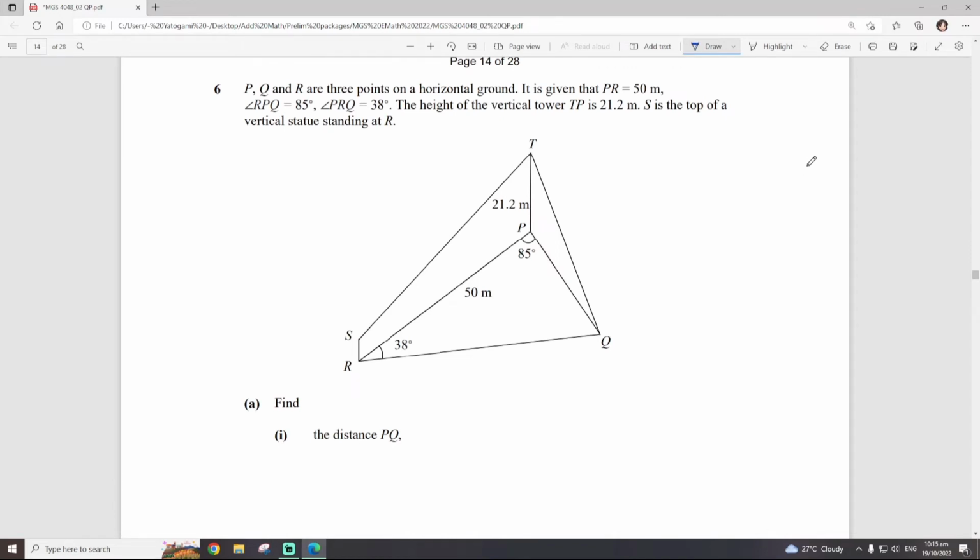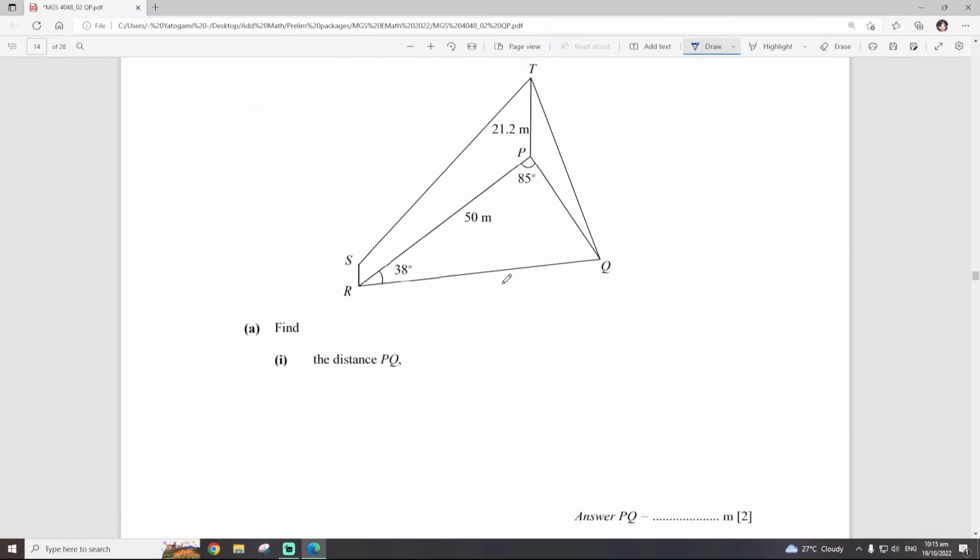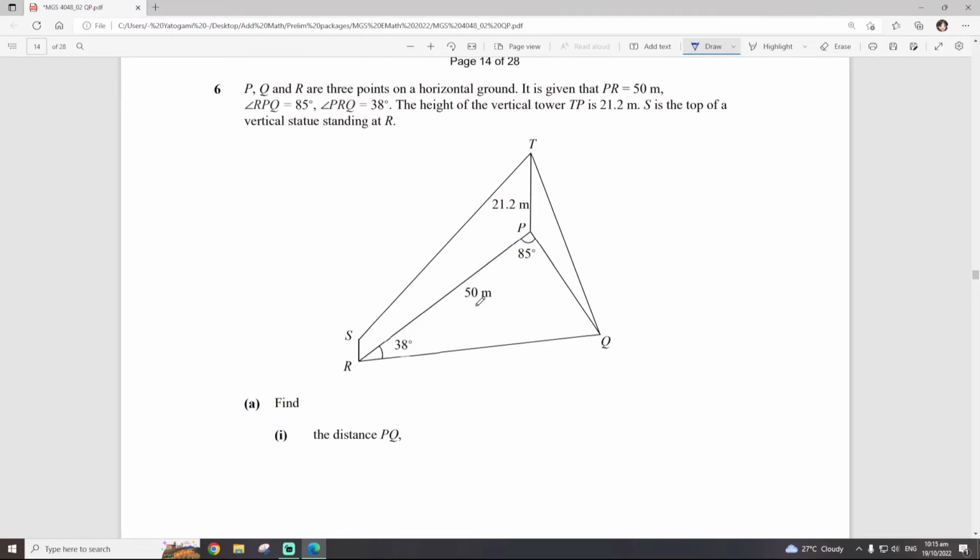Question 6 is trigonometry. P, Q, and R are 3 points on the horizontal ground. So T seems to be like an elevation point, and so is S. PR is 50. We have some angles. Find the distance PQ. So let's see, how can we find PQ?